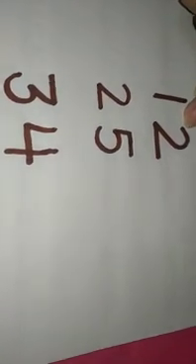Now when we talk about numbers, it is very important to know that first number stands for the bundles and second number is for the balls that are outside the bundle. So 1 bundle of 10 and 2 more makes 12. 2 bundles of 10 and 5 more makes 25. 3 bundles of 10 and 4 more makes 34. So first number is for the bundles and second number is for the balls outside.